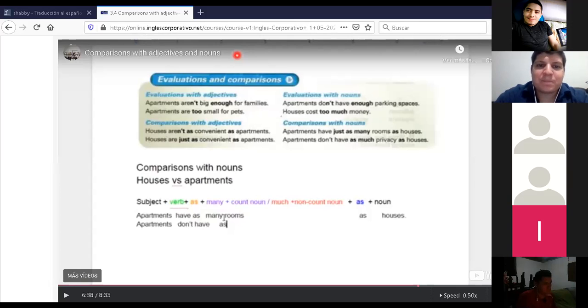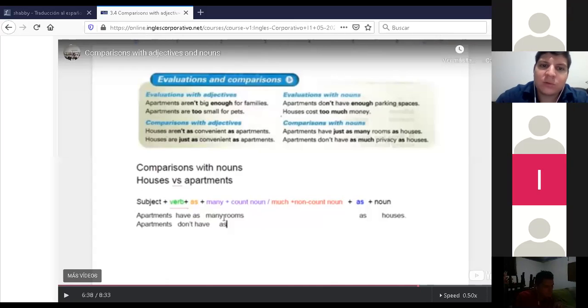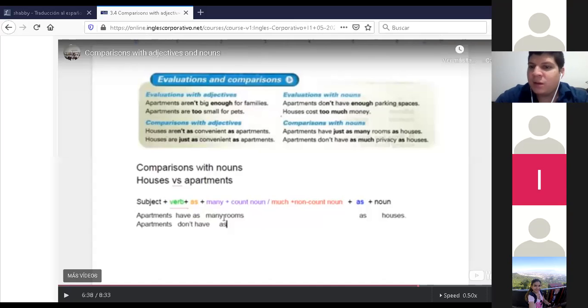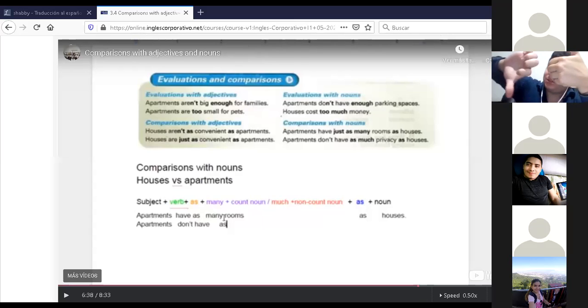John speaks as much English as Tatiana. John habla tanto inglés como Tatiana. Now, how do you say John no habla tanto inglés como Tatiana? John doesn't speak as much English as Tatiana. Mm-hmm. So as you can see, just as in affirmative is that they are the same. Doesn't is not the same.